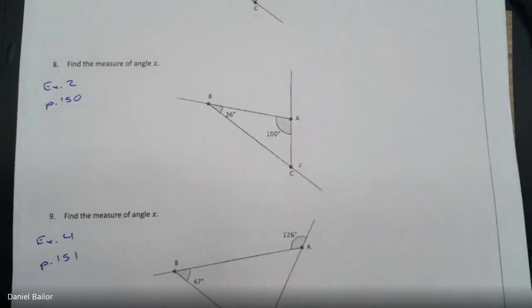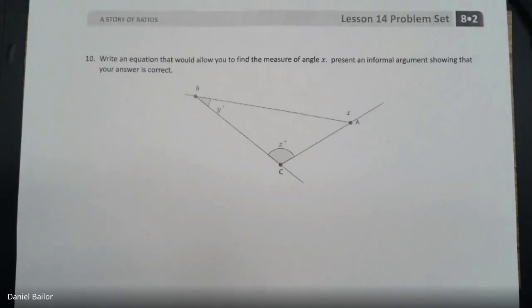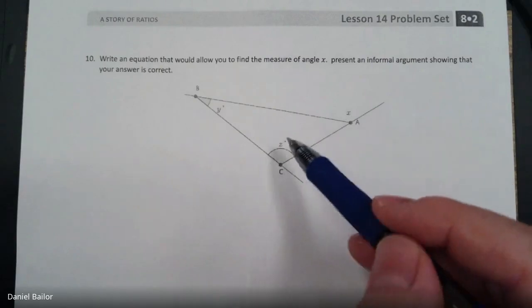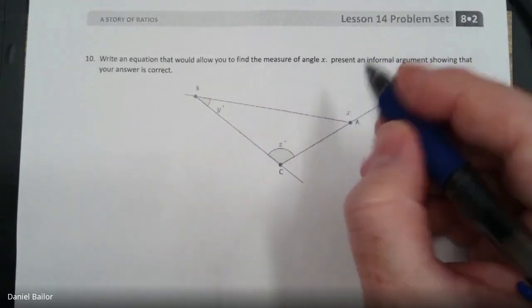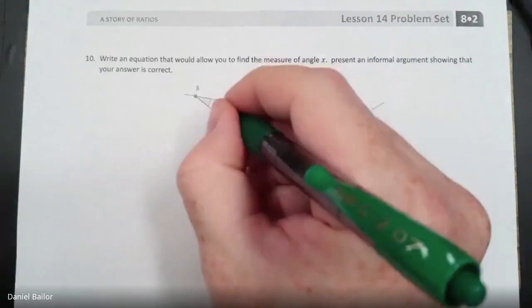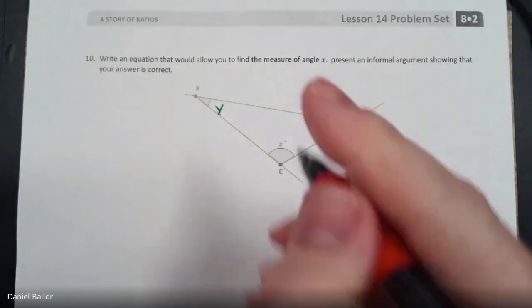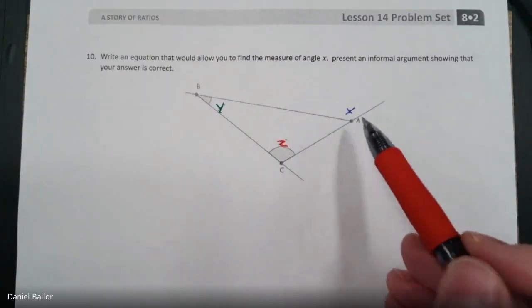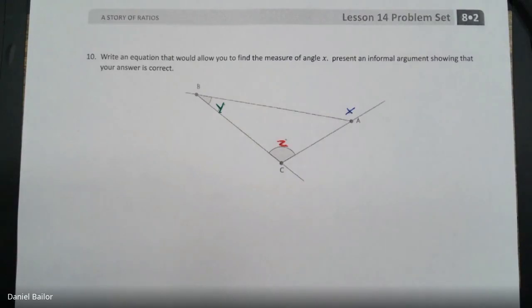And guess what? There's one more question on the problem set. Number 10 on page 164 looks like that. Now this one is a little bit tricky because it says write an equation that would help you find X. You cannot find X because they don't have numbers. It's all variables. We have X, we have Y, and we have Z, no numbers. So how do you find X? What equation is going to help you find X? You cannot solve it because you don't have any numbers. Just write the equation that you would use if you did have the numbers. So pretend you had numbers. What would you do?